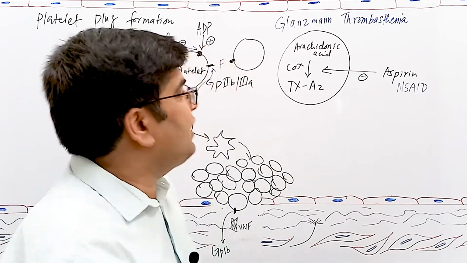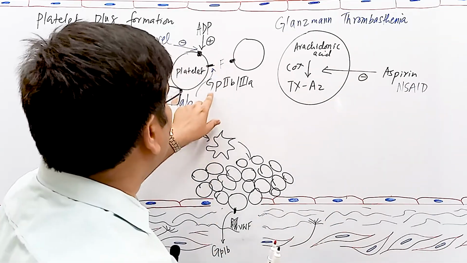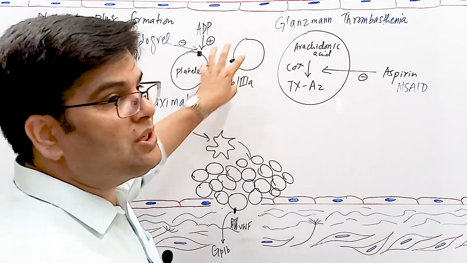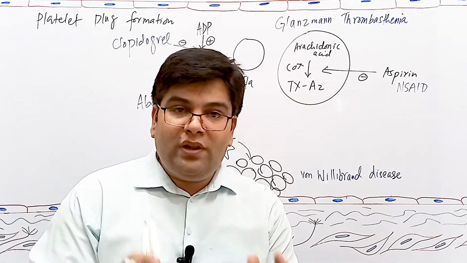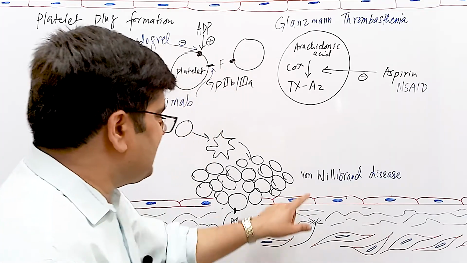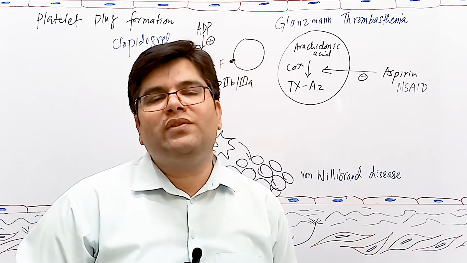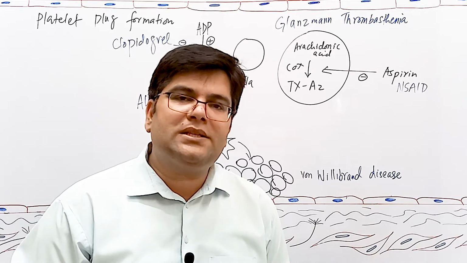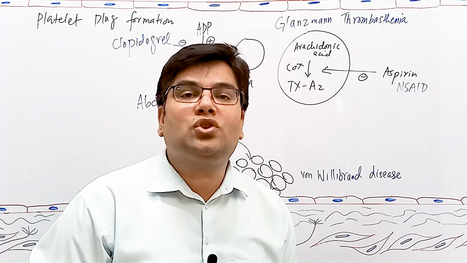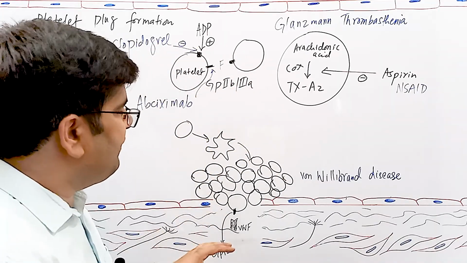There is a disease called Glanzmann thrombasthenia, and in this disease there is deficiency of the glycoprotein 2B3A receptor. Hence, because of deficiency of this receptor, platelet aggregation is decreased in these people. Von Willebrand disease is the most common hereditary bleeding disorder in which there is deficiency of this protein, von Willebrand factor. Von Willebrand factor is a glycoprotein which is released from the alpha granules of platelets. If this protein is deficient, this person will have a bleeding disorder.